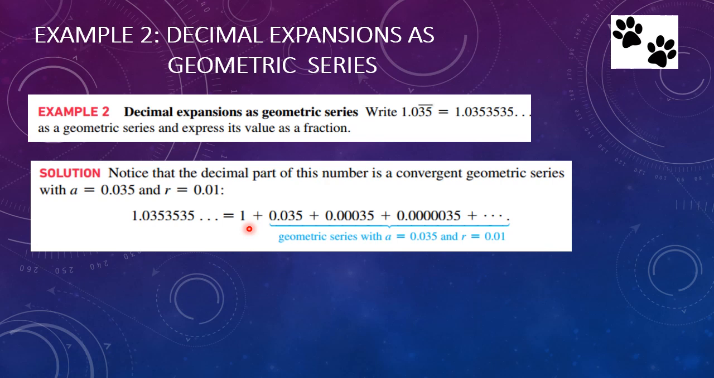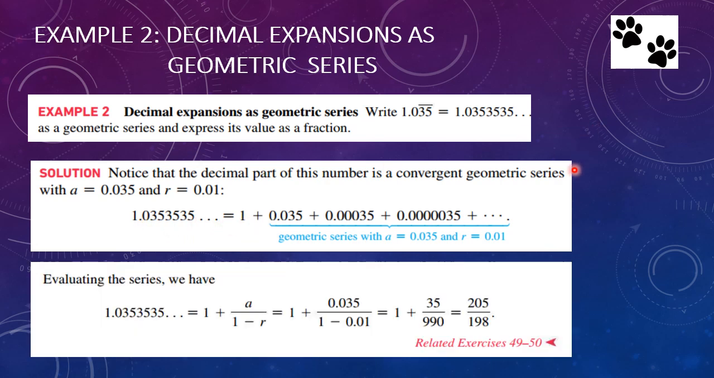Well, actually, let me rephrase that. We have 1 plus a, which is 0.035, and then we want to multiply that by something that gives us the 3, 5, but in the 4th and 5th decimal place. So notice we have to move it over by 2 decimal places, so r would become 0.01. So what's key here is to notice that in this case we have 1 plus a geometric series. This whole thing isn't the geometric series, but just the expansion of the decimal place, okay?